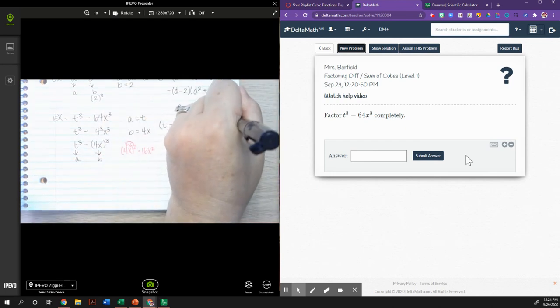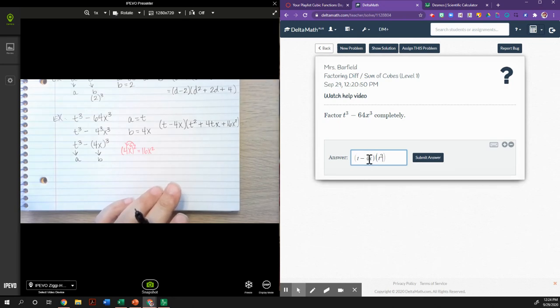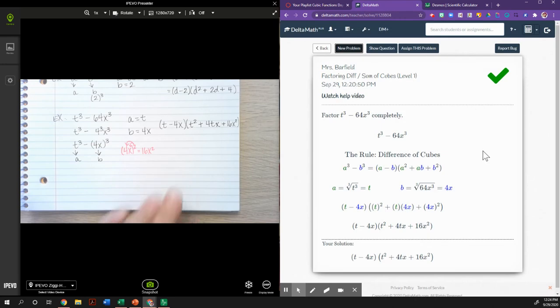So 16x squared. All right, so t minus 4x in parentheses, then in parentheses t squared plus 4tx plus 16x squared. Submit my answer. Yes, and there we go. Let me do one more problem.